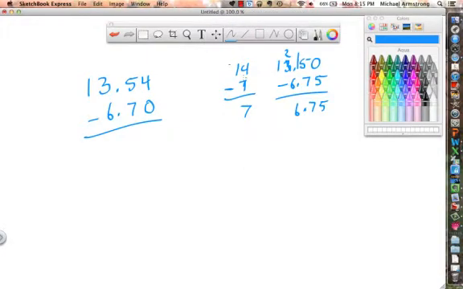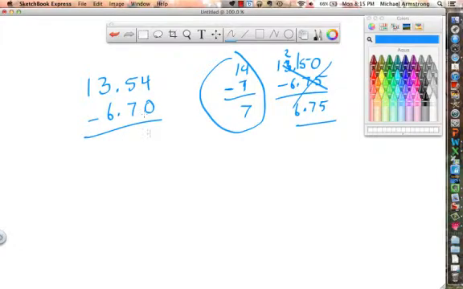Okay, so nonetheless, sometimes rounding is best, and sometimes those benchmarks get us a better answer, and we can still do it in our head. In this case, you can't, so rounding is the best. 14 take away 7 is 7, and our answer should be around that. It might be closer to 6.75. Anyway, we're going to just start by subtracting.